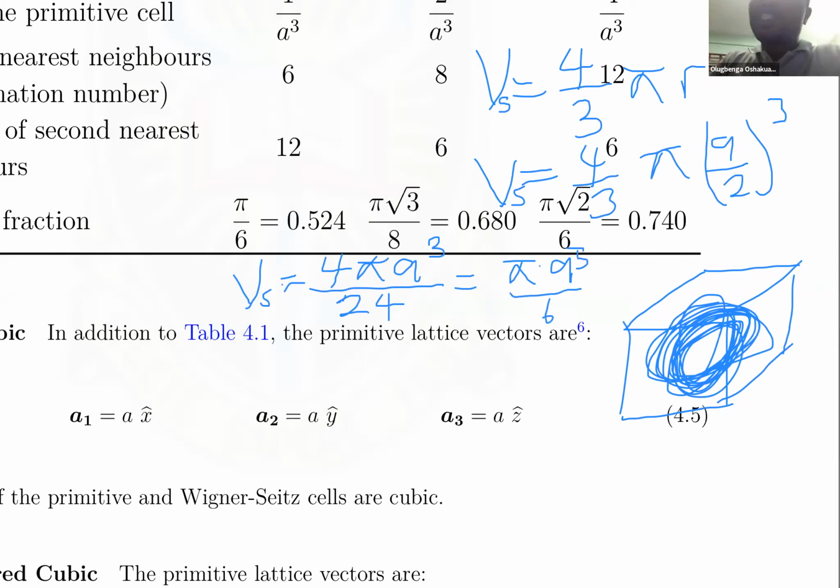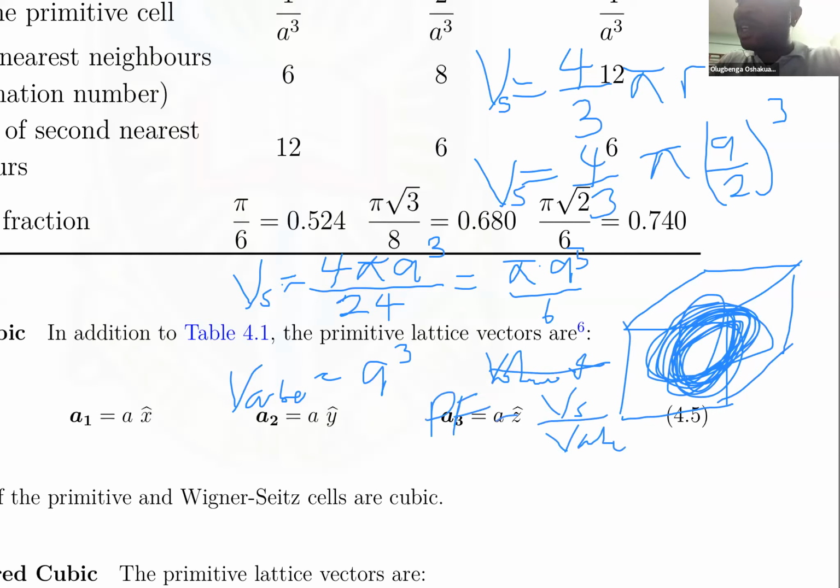So I will now say, what is the volume of that cube? You said it's a cube. So now the parking fraction is volume of sphere, Vs over V cube. That's the parking fraction, and that is equal to the volume of the sphere, pi a cubed over 6, and the volume of the cube is a cubed. So a cubed will cancel a cubed. I will be left with pi over 6. And that is why we have pi over 6 here.